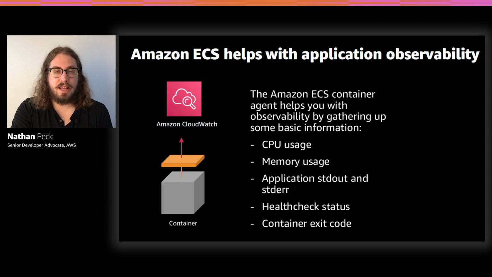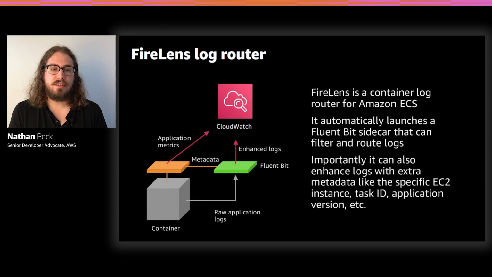Now, I said earlier that Amazon ECS monitors your application logs. Well, I also want to show a different way that it watches the logs, and that's using Amazon FireLens. FireLens is a container log router for Amazon ECS that supplements your application logs with extra metadata. So for example, what EC2 instance did the log line originate from? What application did it originate from? And what application version did it originate from?